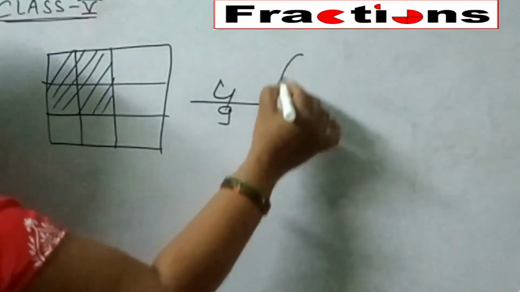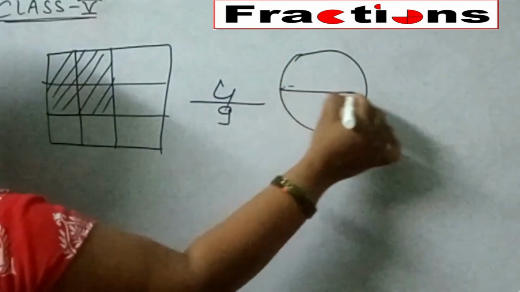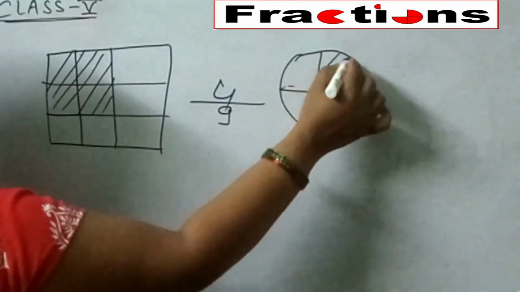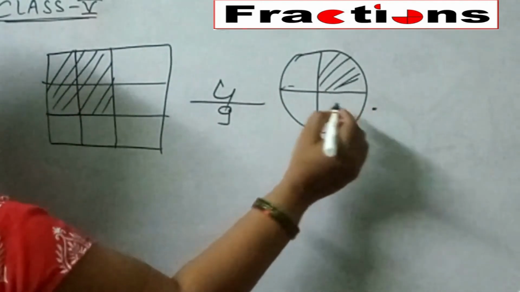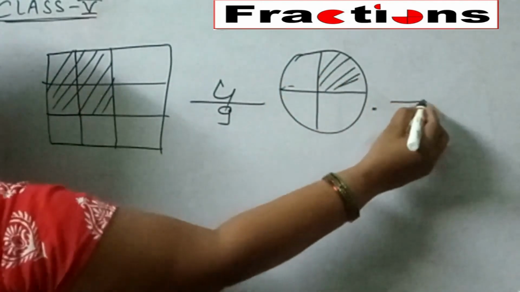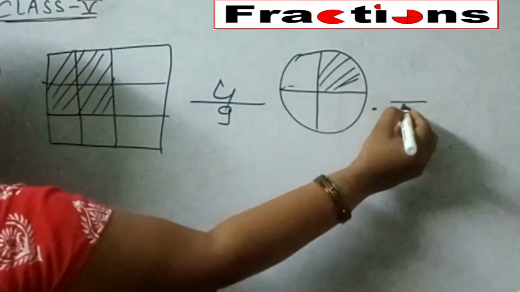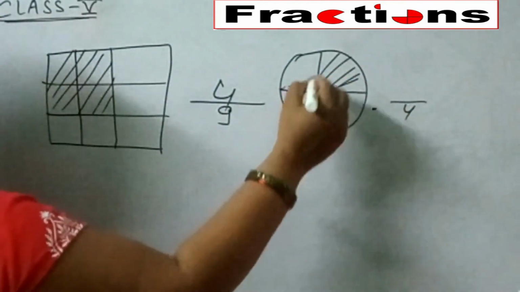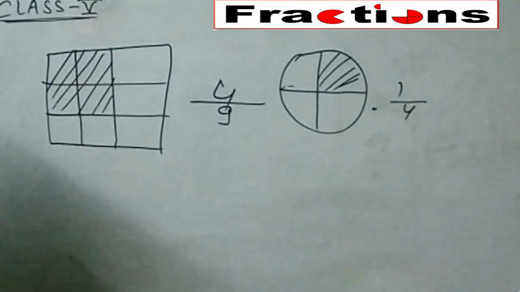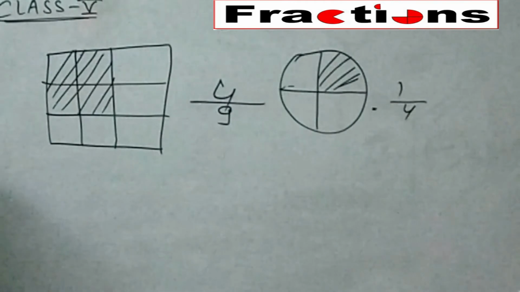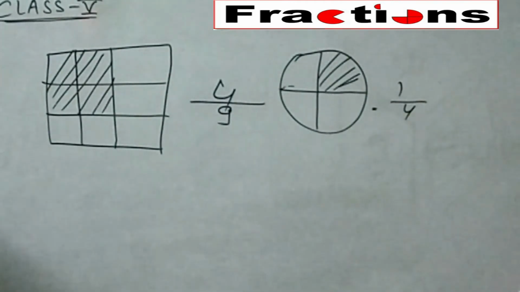In the same way, if one circle is given and it is divided into 4 parts and one part is shaded, how to write it? First, as I told you, you write in the down how many total parts: 1, 2, 3, 4. The total number of parts is 4 here, and how many parts are shaded? 1. So we will write here 1. So 1 by 4.